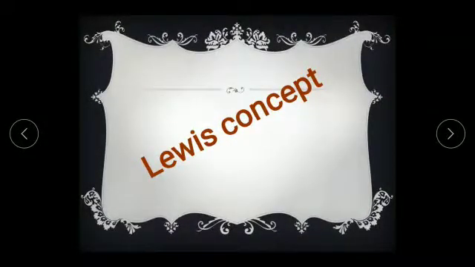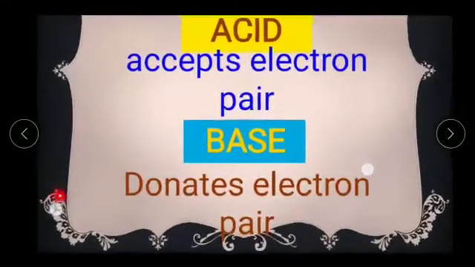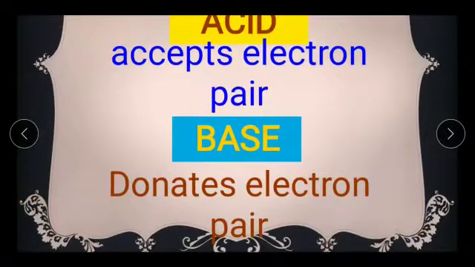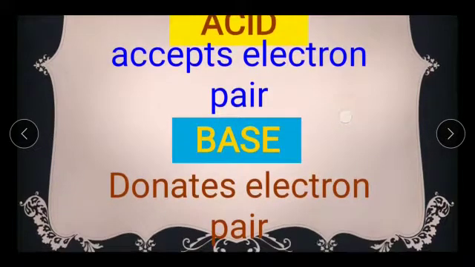Next we are moving to the Lewis concept. As per Lewis, what is an acid? An acid is a substance which can accept an electron pair. What is a base? A substance which donates an electron pair. So an acid accepts the electron pair, and a base donates the electron pair. Lewis explained acids and bases based on the electron pair.